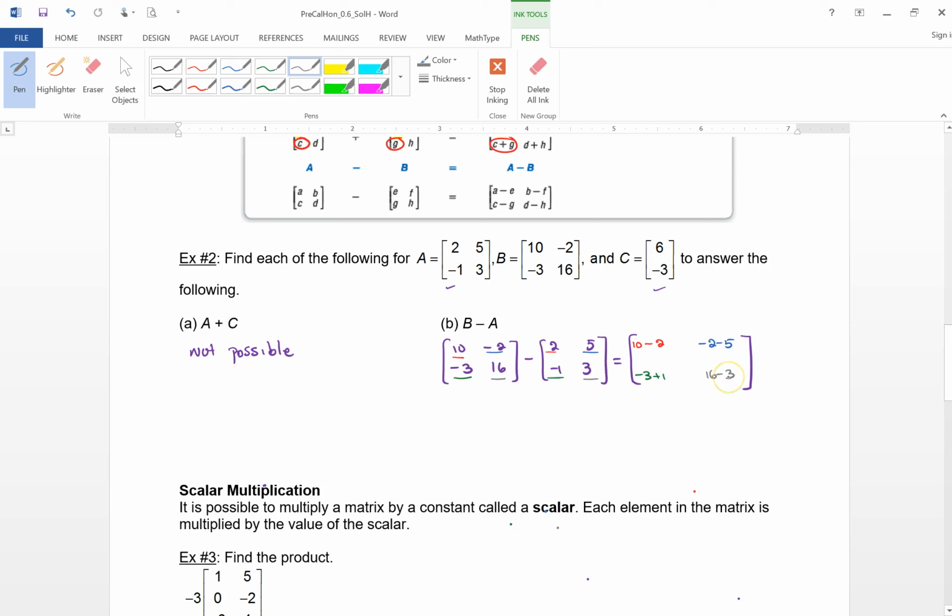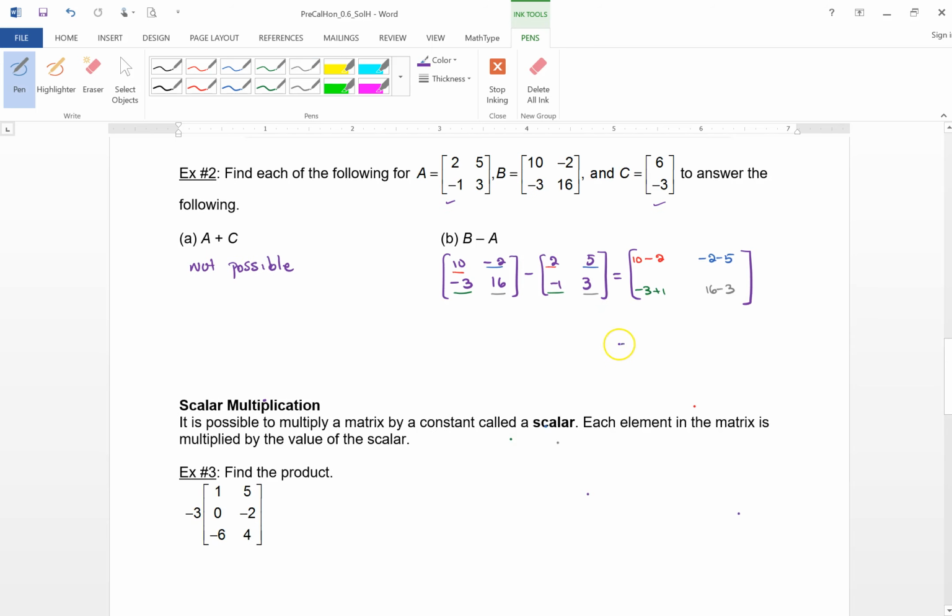Do you have to show that step? Not really. I'm just showing you now, all right? Obviously, you can do this in your mind. Yes? Okay, so this will help in partial credit, okay? 10 minus 2 is 8, negative 7, negative 2, 13.